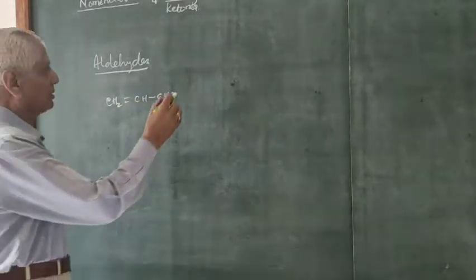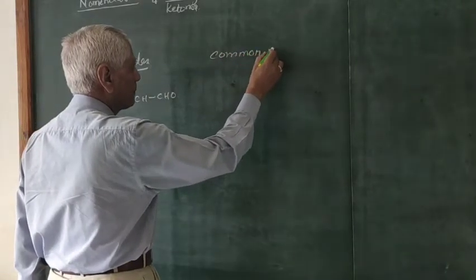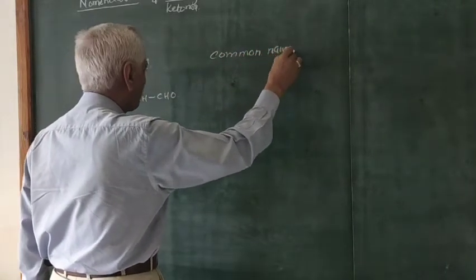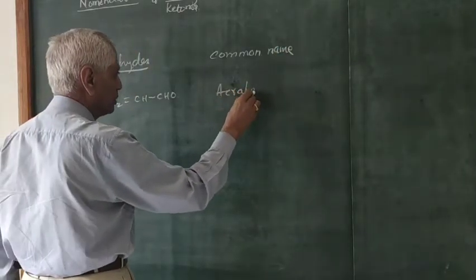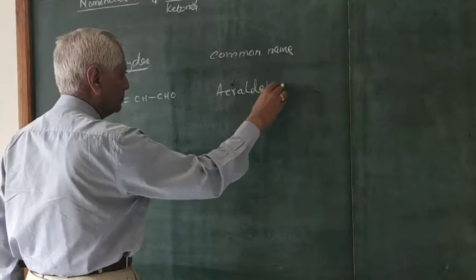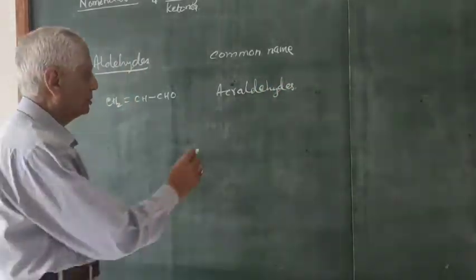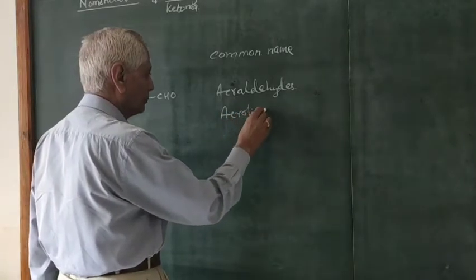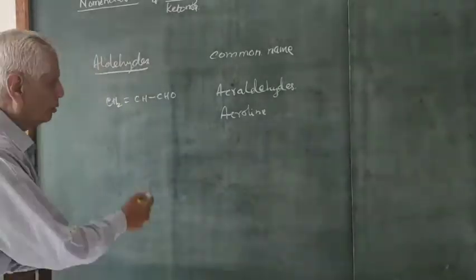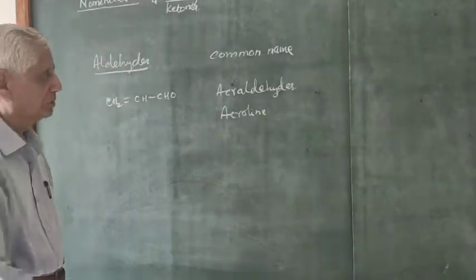The common name of this compound is acrolein. Remember the name. Everything you have to remember. Acrolein, or it is also called acrolein. You know how to remember the IUPAC method: 1, 2, 3. It is propenal.